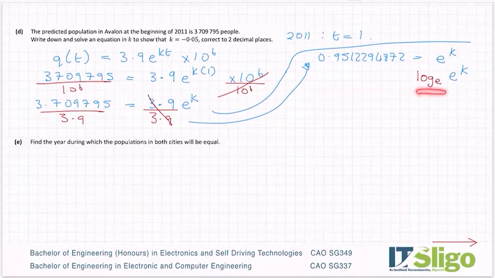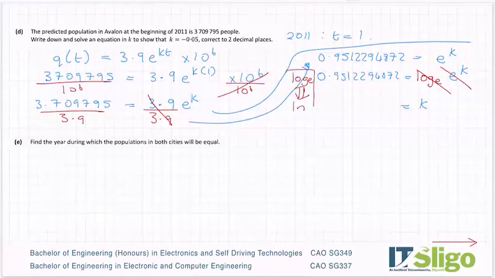What I do to one side, I have to do to the other. So log to the base e on this side of 0.95122948872 equals. My e and my log e cancel, and I'm left with just k. In my calculator, always remember that log to the base e is ln. It's the exact same thing. So instead of putting log to the base e, I'm just going to hit ln answer, because I know my answer has all these decimal points in it.